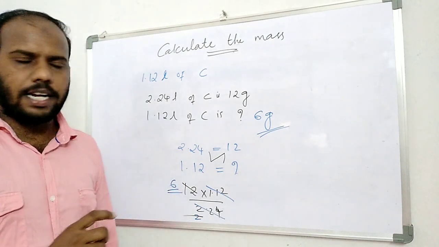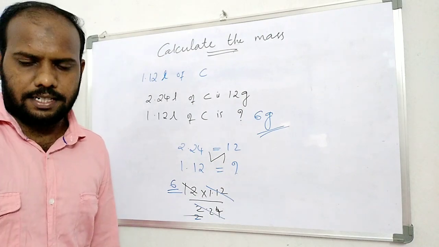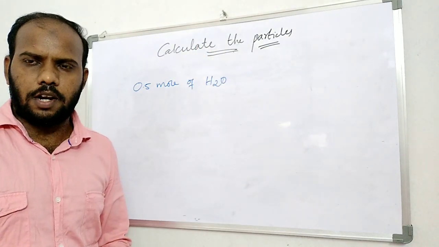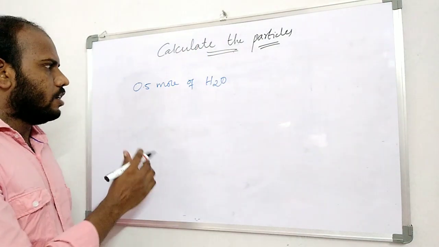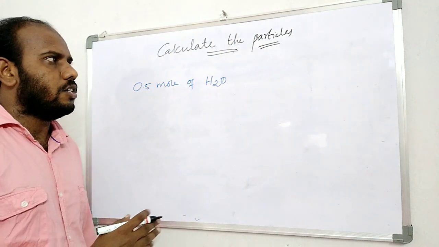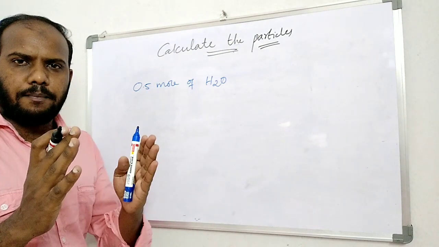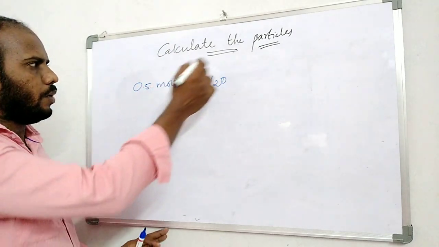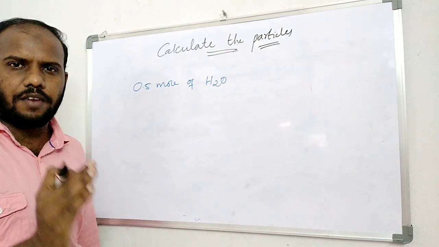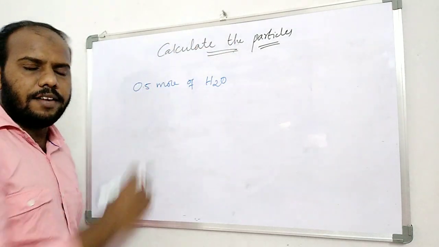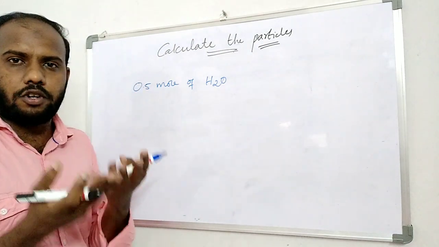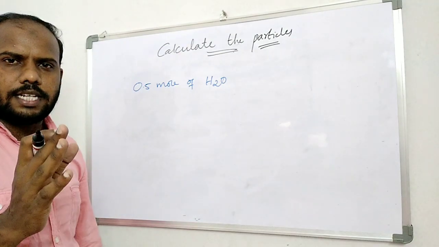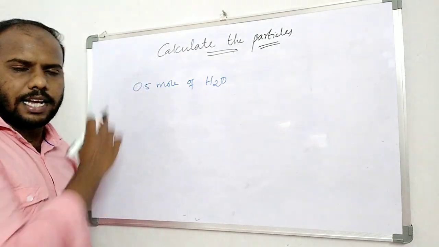Next we will study how to calculate the particles. Okay, children, we are now going to find out how to calculate the particles. Listen. First we have to understand the relationship. What is the relationship here? The relationship is between the number of particles and the mole. We take the standard value of the mole and the standard value of the particle. Here there is no relation with mass, only particles and mole.